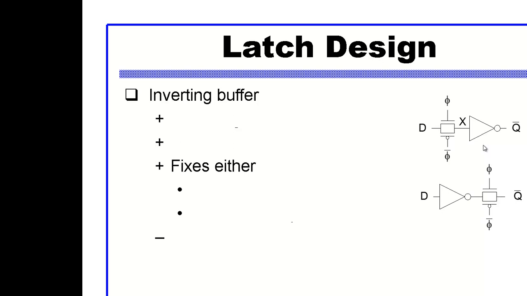Now let's look at a different kind of thing here, and this can solve some of the problems. We call it an inverting buffer. Inverting buffer means basically what? If you use two inverters, you will get a buffer. But if you use only one inverter, obviously the output is an inverted output. We call this an inverting buffer, and it also gives you a delay, and it basically restores the logic levels also.